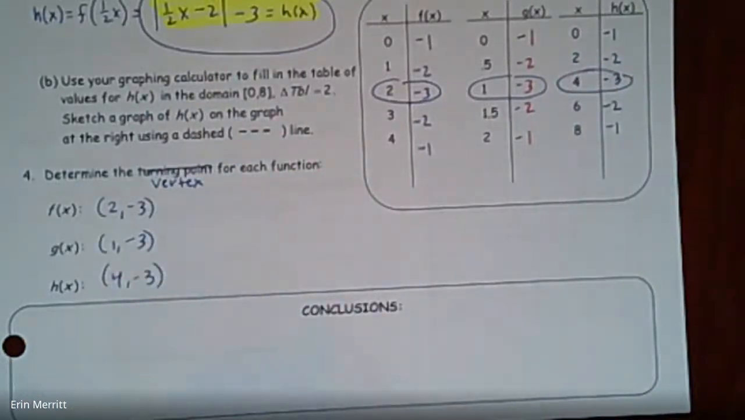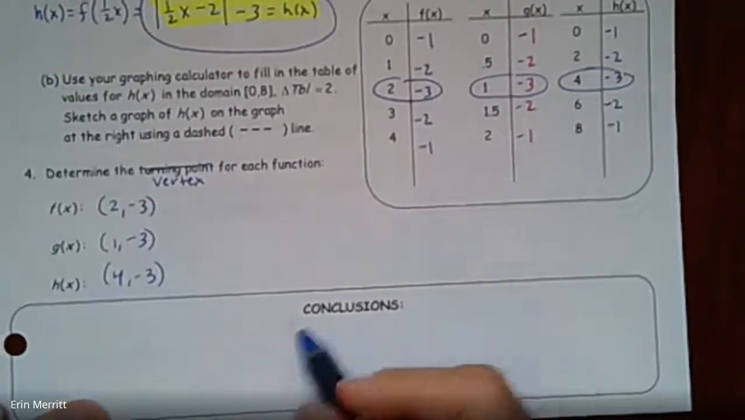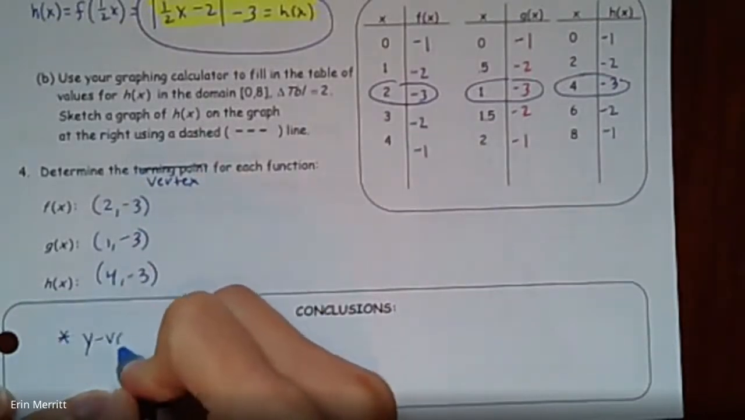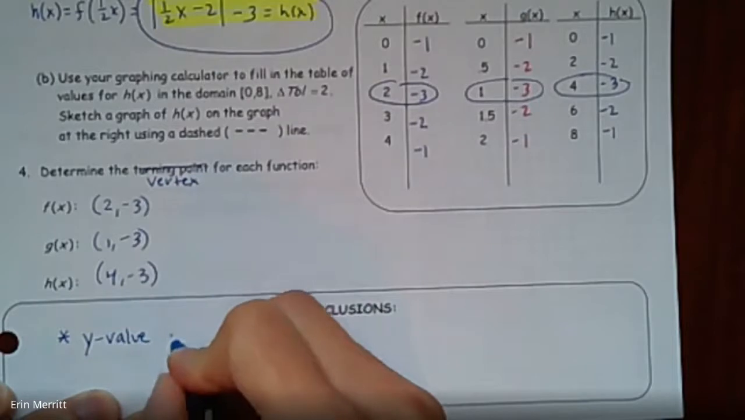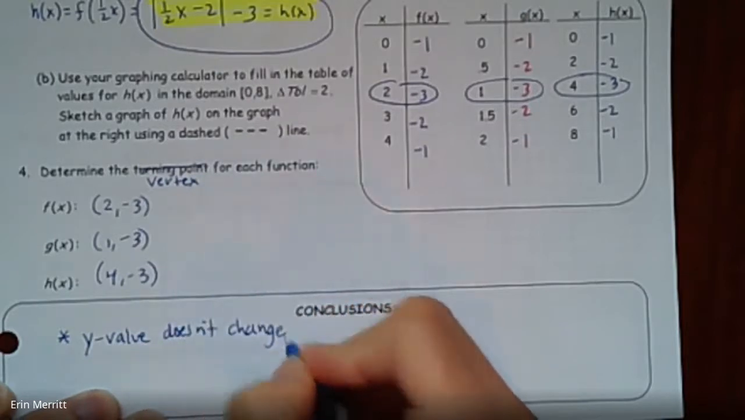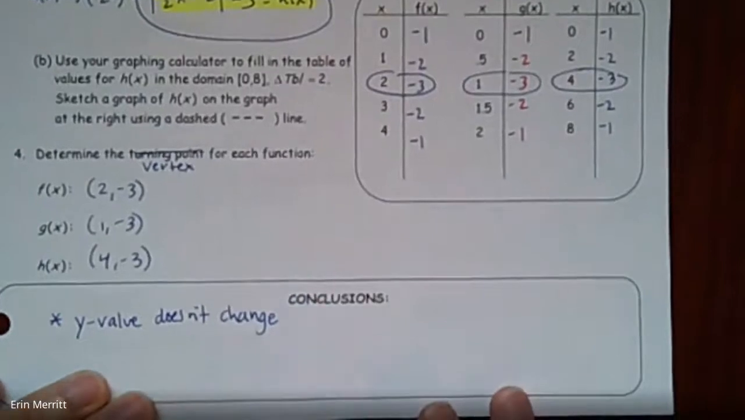So what we should be noticing about all of these, for all of them, the y value does not change at all. So when it says conclusions, that's the first thing I want to conclude, that the y value doesn't change. We kept getting the same y values over and over and over again. What does change is the x value.